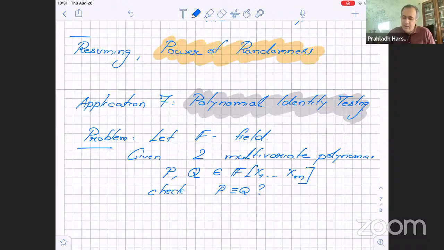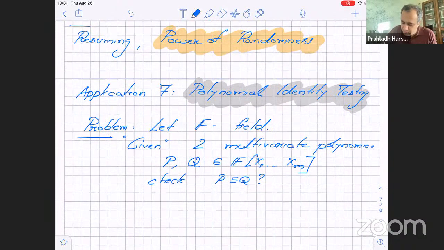Now, immediately when I pose such a problem, you should ask, what does given mean? How is the polynomial given? How do you give the polynomial to me? When I said given a finite field, that meant I give you a prime p and an irreducible polynomial of degree k. What does given two polynomials mean? There are multiple ways. So let's ask, what does given mean?